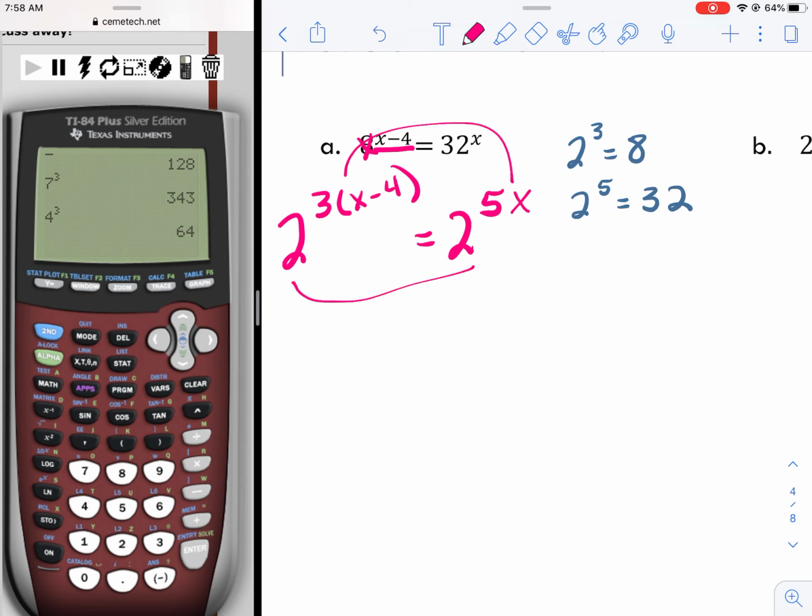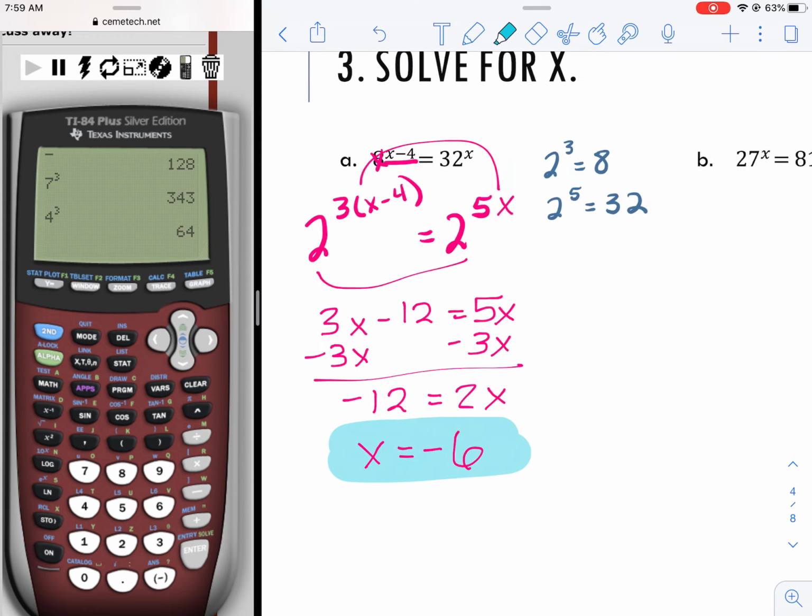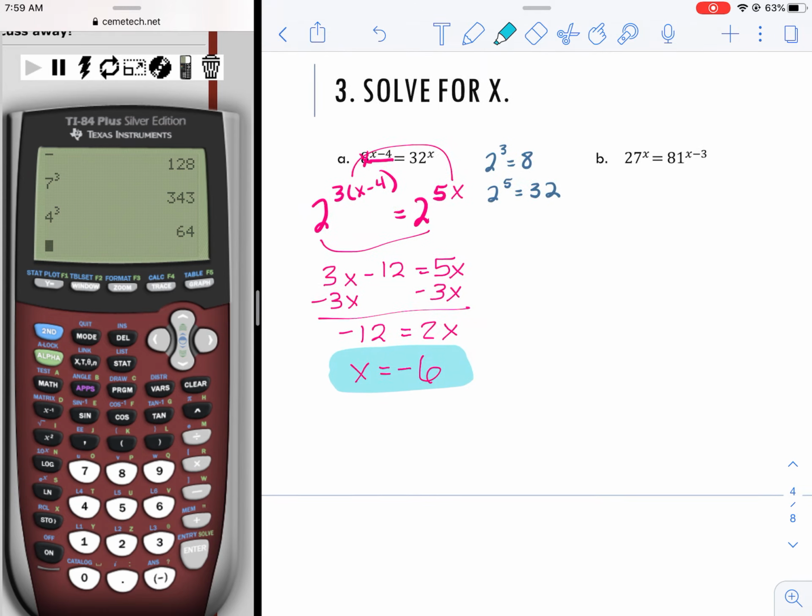Now that we have the same base, we're going to go ahead and set our exponents equal to each other. Make sure you distribute that 3. 3x minus 12 equals 5x. And then subtract 3x from both sides. And then negative 12 equals 2x. And so x equals negative 6. Okay, so you have to be a little bit more creative when you have to change both bases.